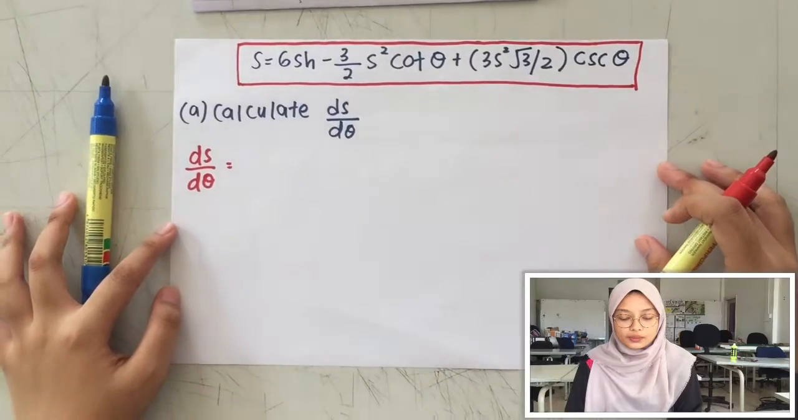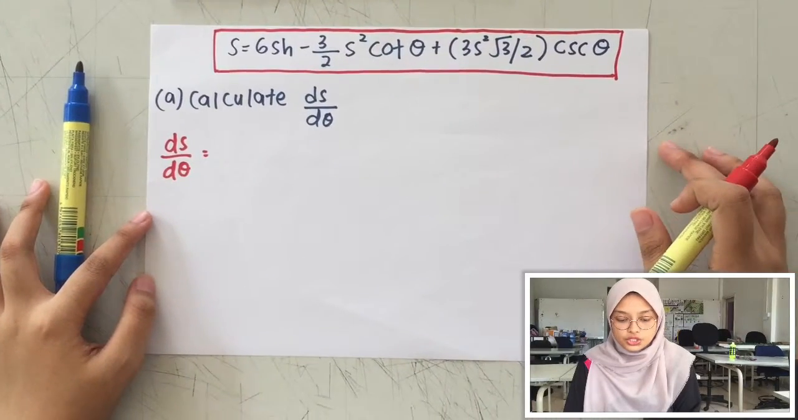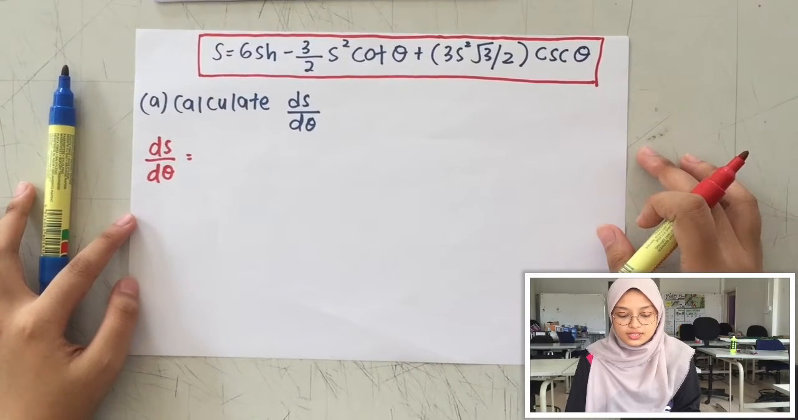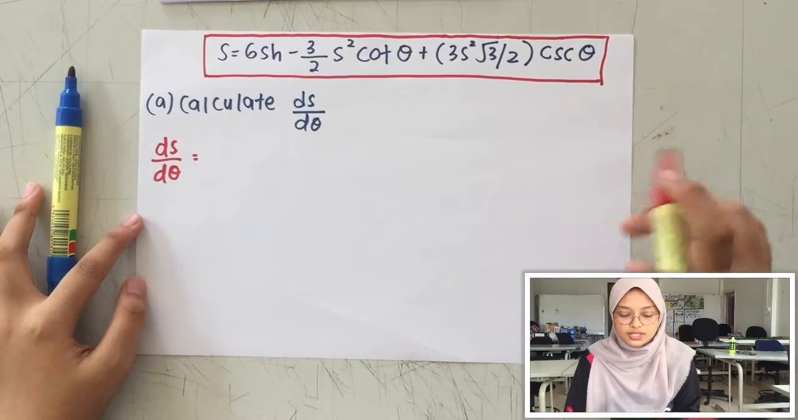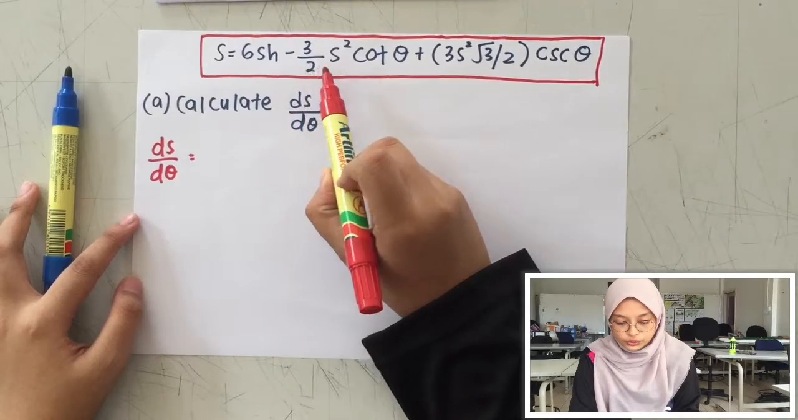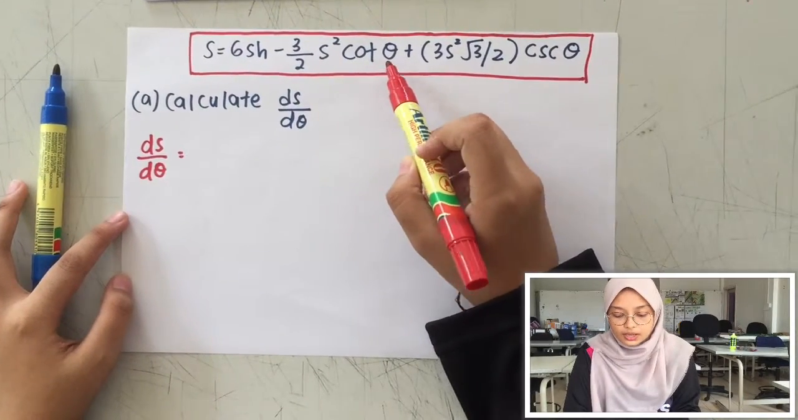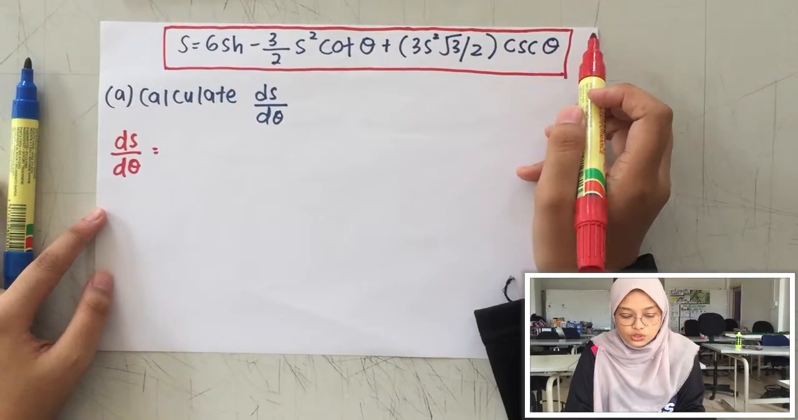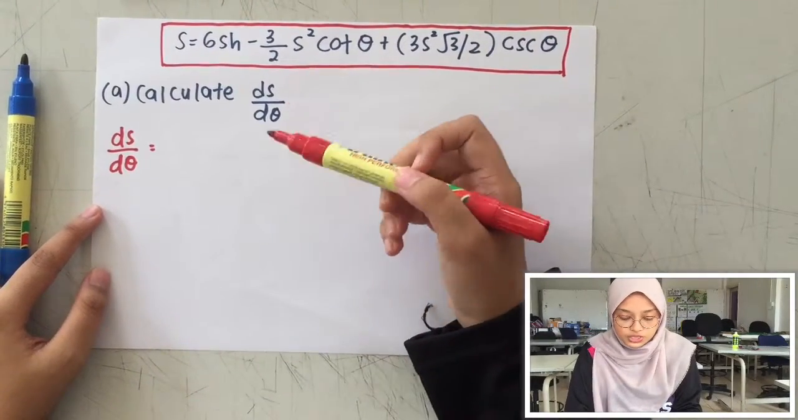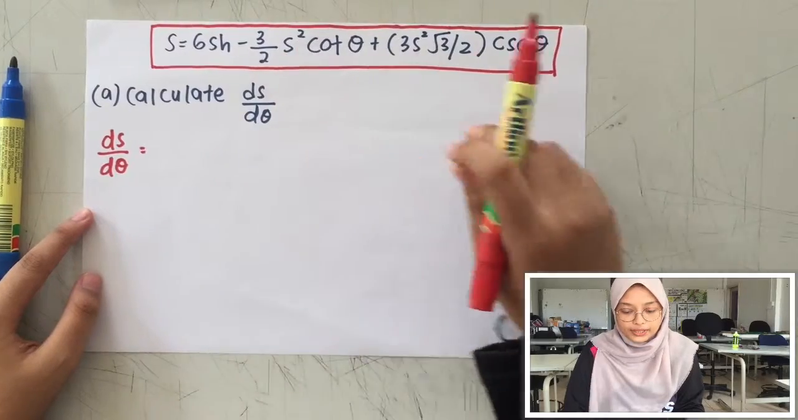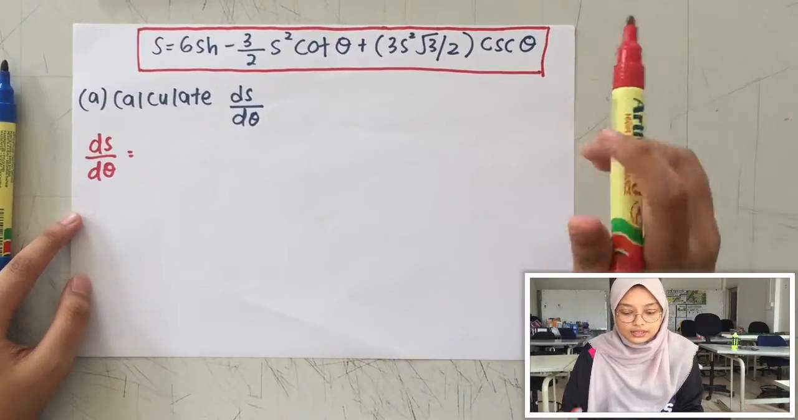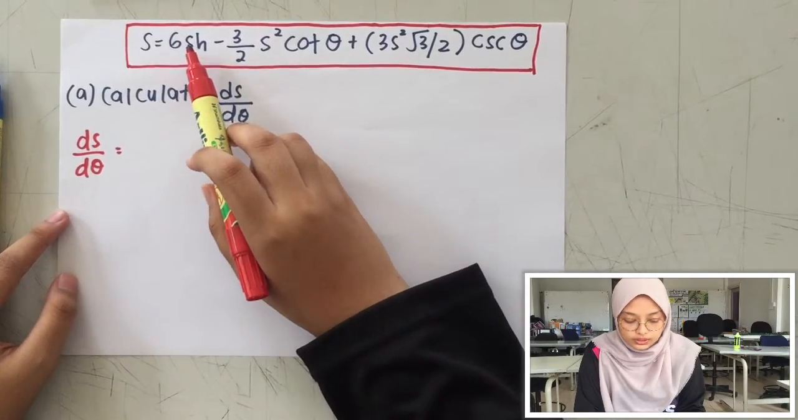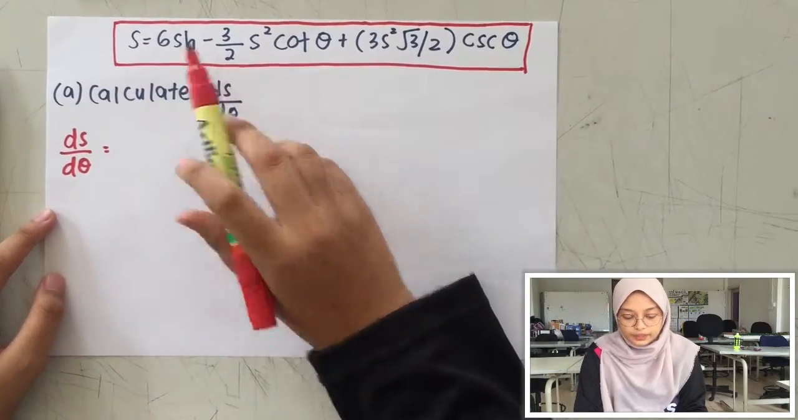For part A, the question asks to calculate the differentiation of surface area S. Since the equation of S is given by 6sh minus 3 over 2 s squared cotangent theta plus 3s squared square root 3 over 2 cosecant theta, we just need to differentiate this equation. But the question said that h is a constant, so we do not need to differentiate this part.